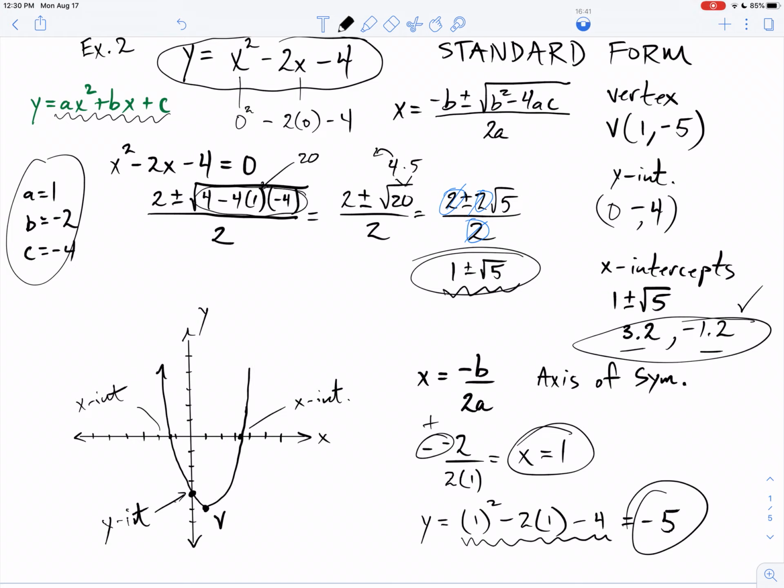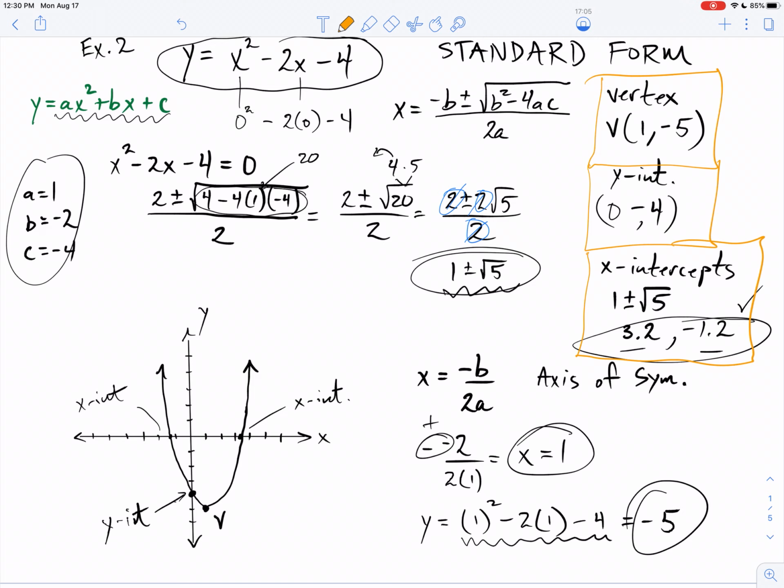Oh, this was way better than my first one. That's pretty. And there's all my info. There's all my desired information. There's a vertex. There's a y-intercept. There's my x-intercept information.